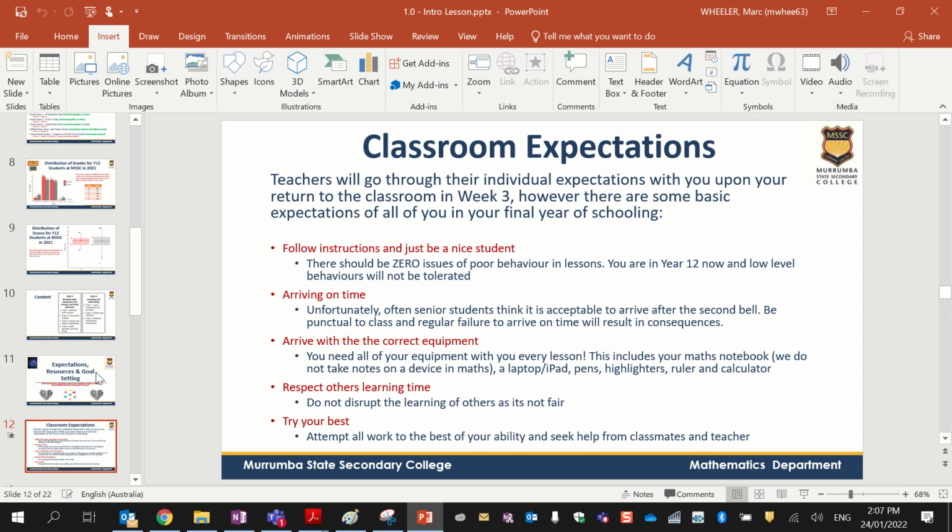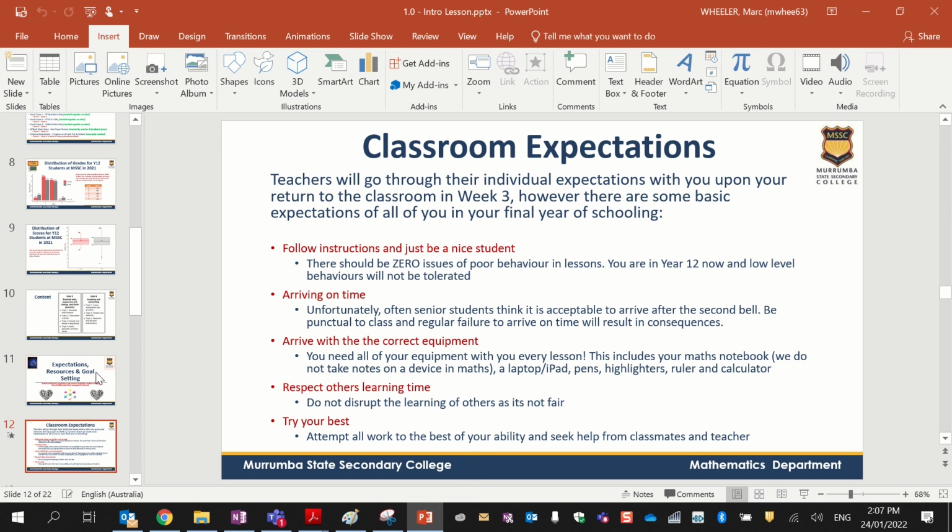Arrive with the correct equipment. You need all of your equipment with you every lesson, okay? This includes your maths notebook. You need a notebook because we don't have any PSMTs left. We are practicing for an exam, and you don't do those on a computer. So you have to have your maths notebook, calculator. You will need a device so you can access Cambridge Maths. Highlighters so you can start to deconstruct exam-style questions, a ruler and a calculator. All of those things every lesson, okay?